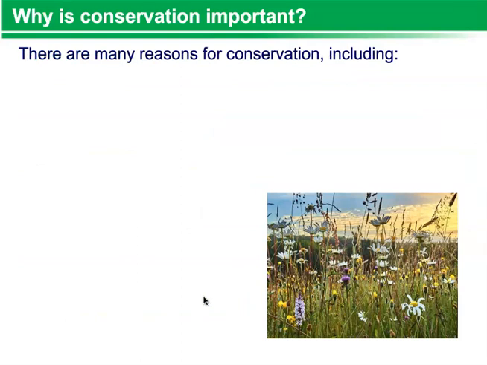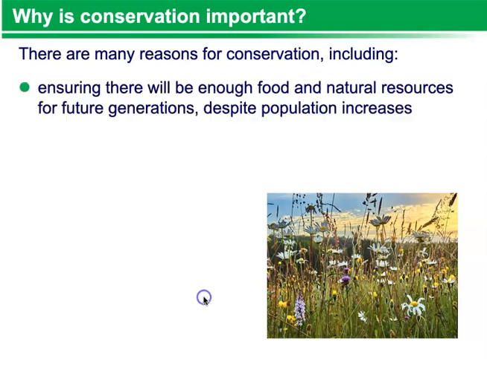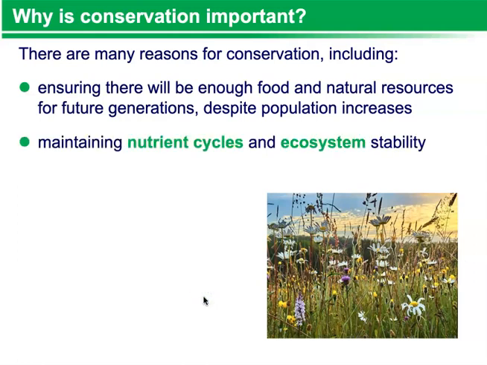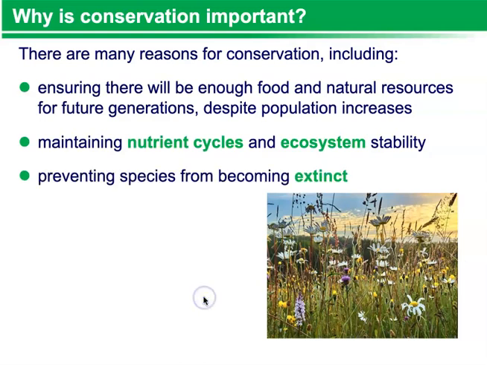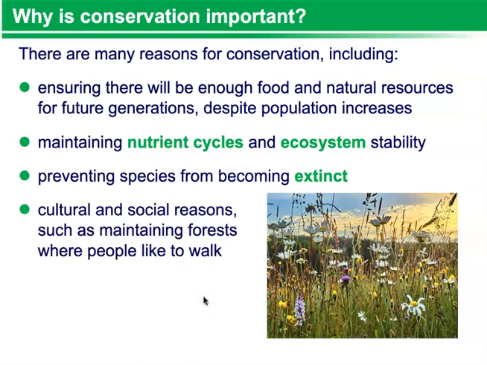There are a number of different reasons for conservation. Those reasons include ensuring that there will be enough food and natural resources for future generations despite population increases. It's important for us to maintain natural cycles or nutrient cycles on our planet, as well as ecosystem stability. Conservation also helps by preventing species from becoming extinct.